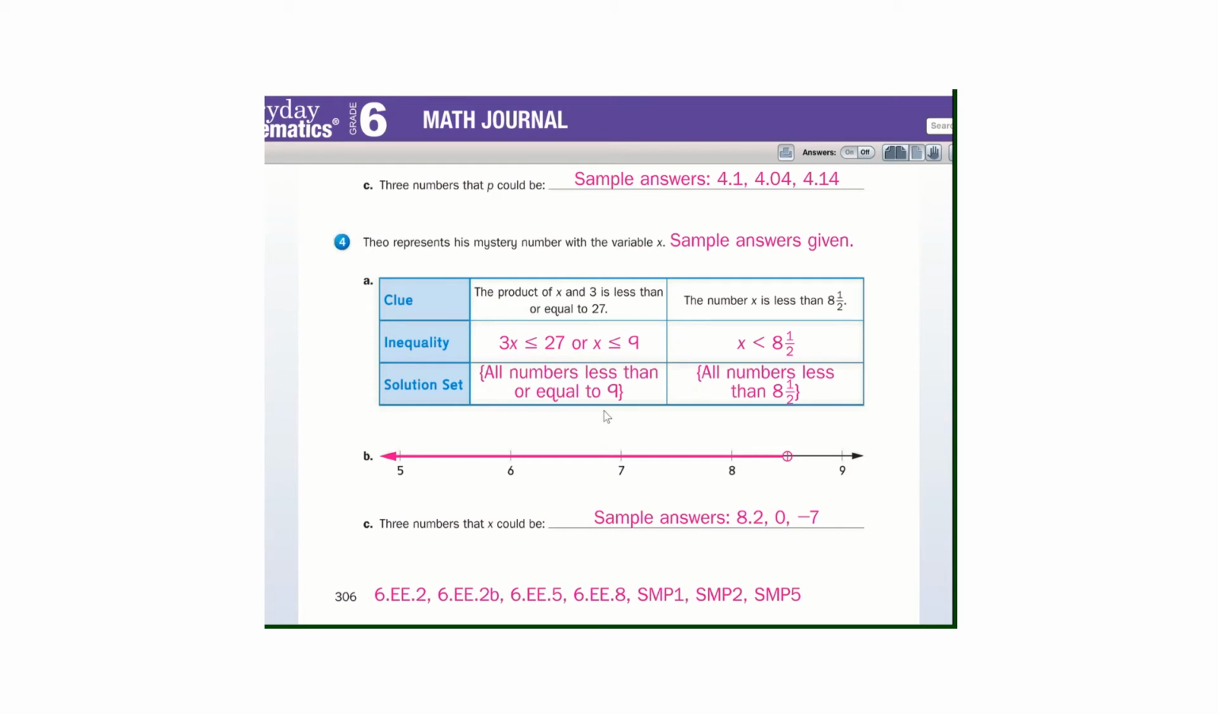Okay. Second clue. The number x is less than 8.5. So all numbers less than 8.5. If your clues are you're less than 9 and you're less than 8.5, any number less than 8.5 satisfies both of those clues. So that's why for letter B, they drew the number line as they did. Open circle on 8.5, and you have to draw the arrow to the left. Three numbers it could be: 8, 7, 6, 5, 4, 3, 2, 1, or the sample answers that they gave you there.